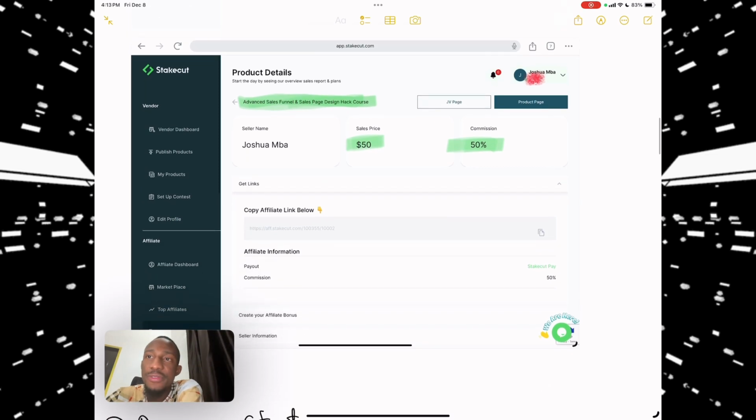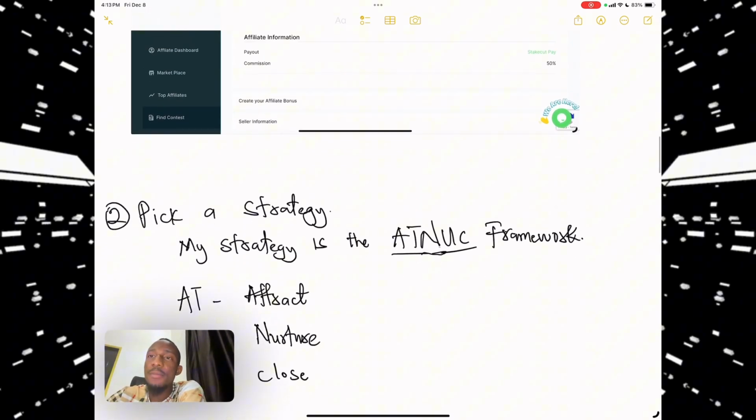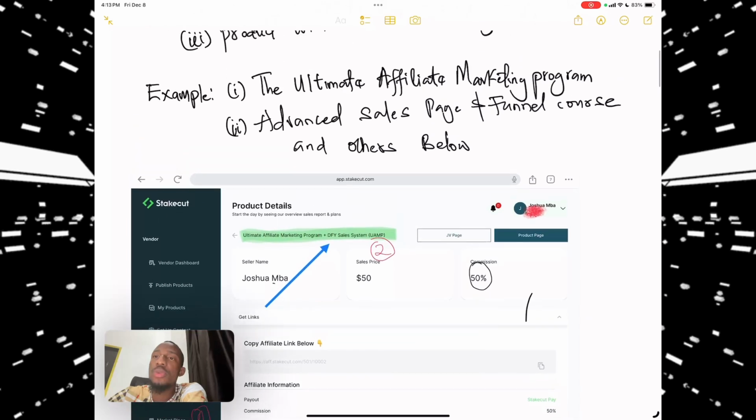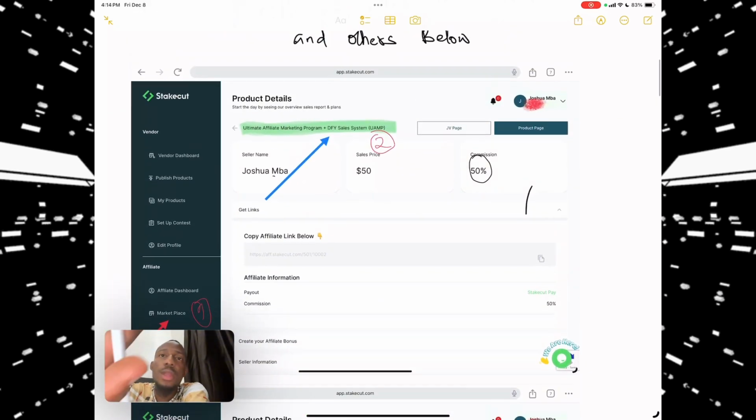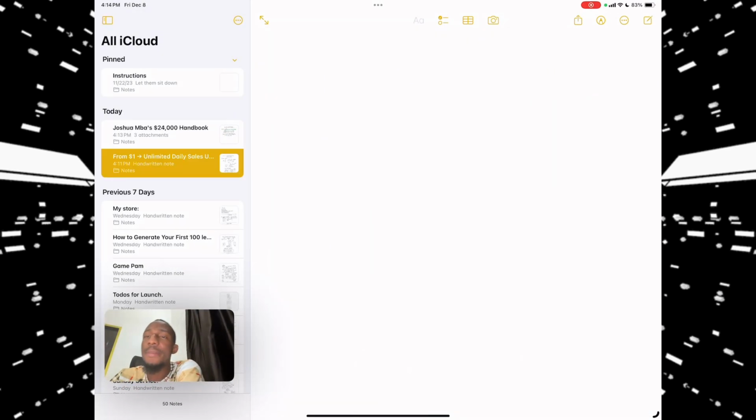Product number 3 is the advanced sales funnel course. This product clearly teaches you how to build a sales funnel. So if someone wants to learn how to build a sales funnel and doesn't know how, by the end of this course, he should have learned it. So it solves a clear problem. The pricing is still within range, $50, right? Now, there are a lot more products out there we could use, but I decided to pick this one as an entry point for what we're about to study tonight.